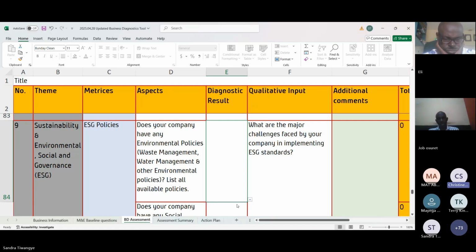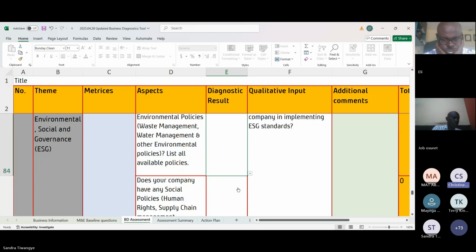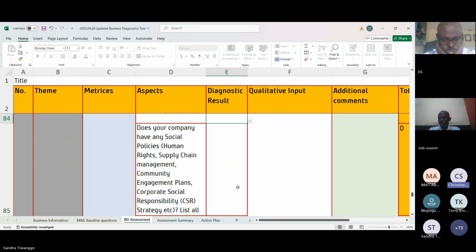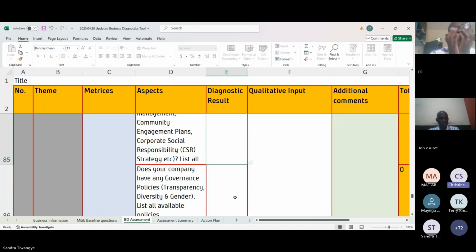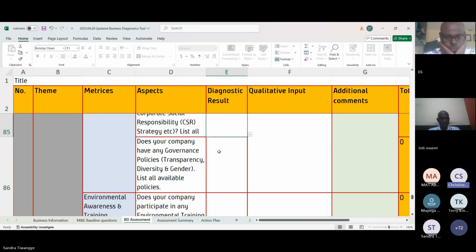And we are looking at corporate social responsibility, human rights, community engagement, supply chain management, anything that makes you more socially responsible as an enterprise. Please do list them and click yes or no as appropriate. For governance, we look at any policies targeting transparency, diversity, gender inclusion, and list as appropriate.